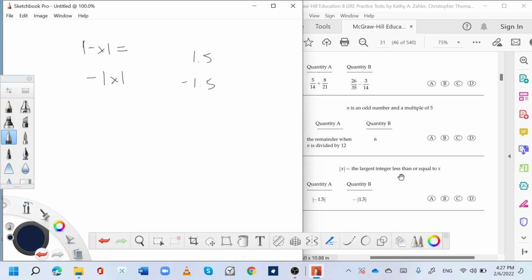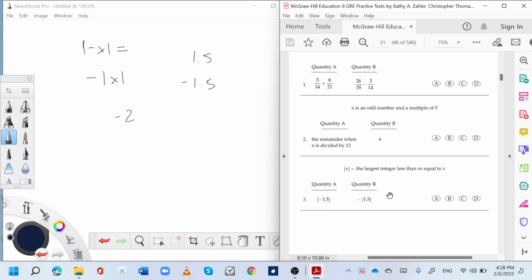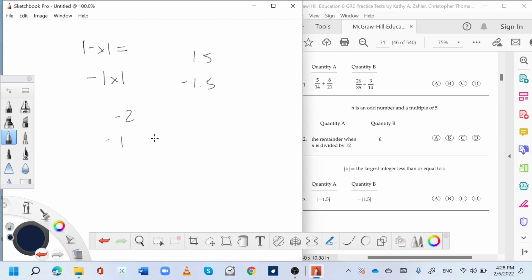The largest integer less than or equal to 1.5 is negative 2. And then the largest integer less than or equal to negative 1.5. Negative 1, we'll say 1.5, the largest integer less than or equal to 1.5 is 1. And so we get negative 1 for B, which means that B is larger than or greater than A.